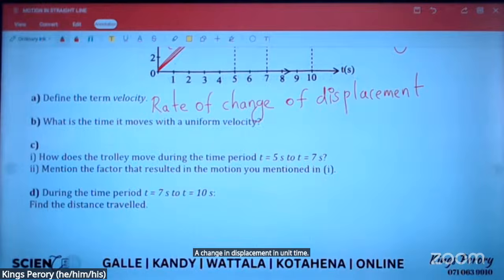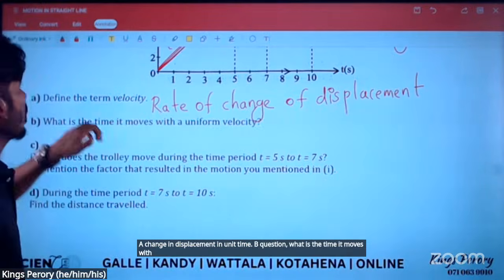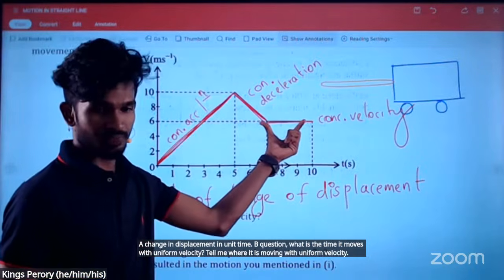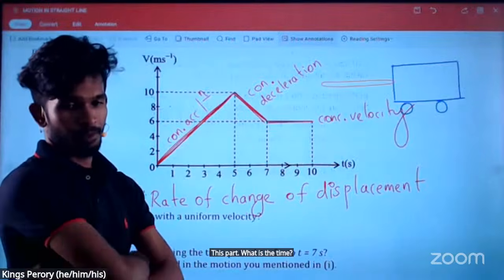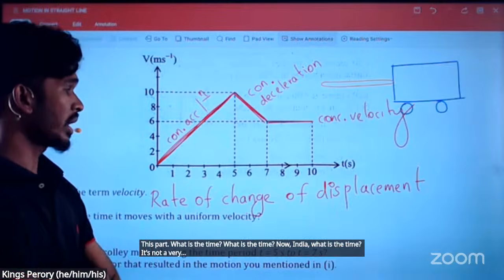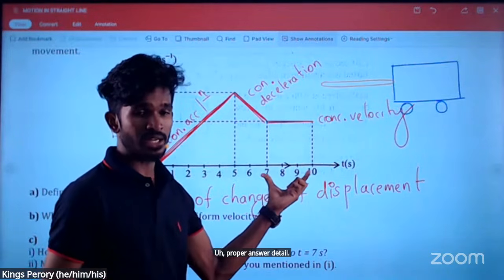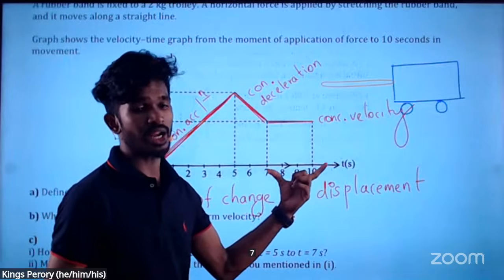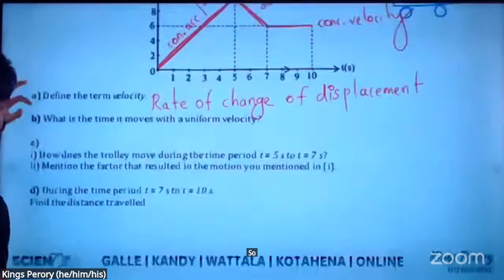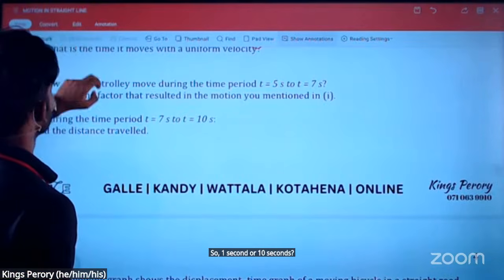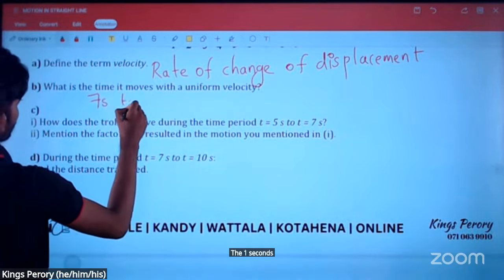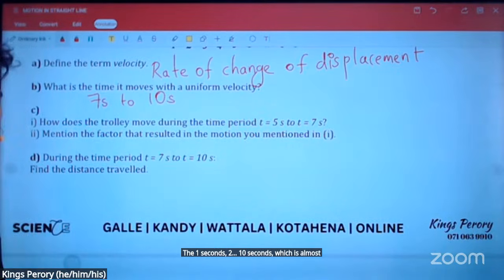B question. What is the time it moves with uniform velocity? Tell me where it is moving with uniform velocity. This part. What is the time? Now, when they ask what is the time, it's not a very proper answer to tell just 3 seconds. Properly tell the time. 7 seconds to 10 seconds, which is almost 3 seconds.